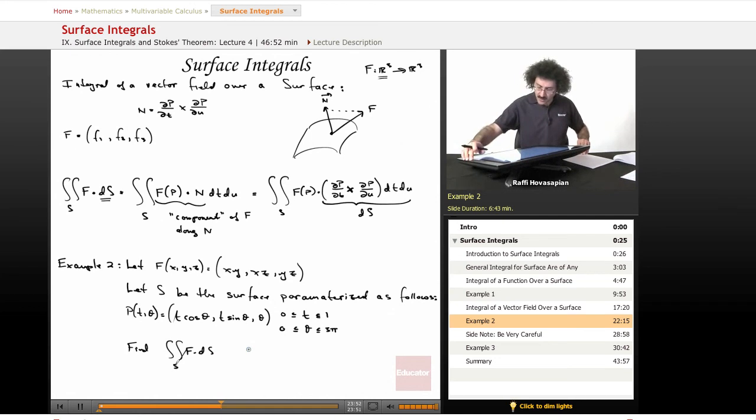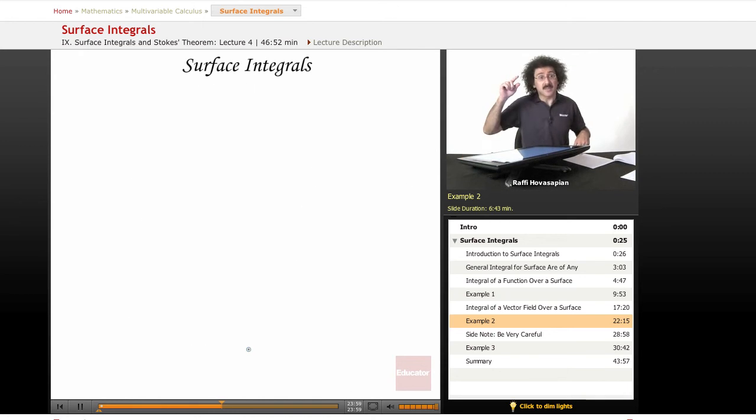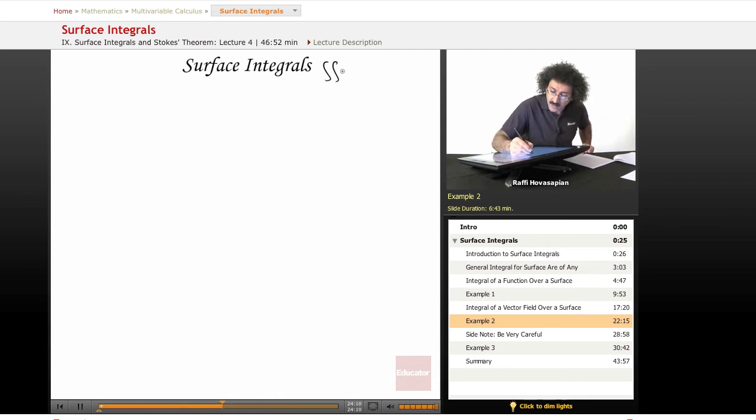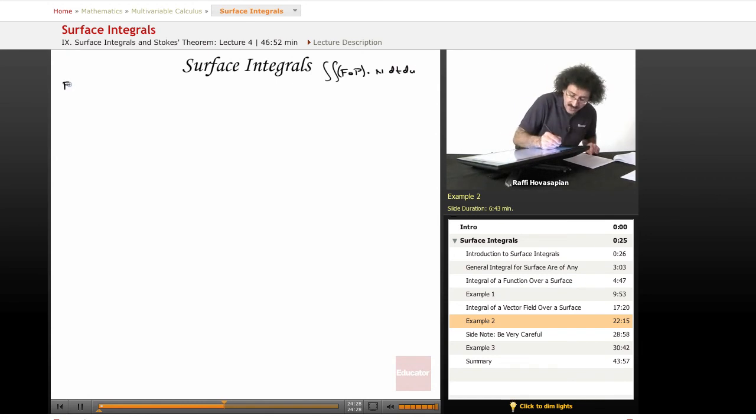So let's go ahead, and I actually should have started this on another page. It's not a problem. I'll just rewrite everything that I need to rewrite. Let me go ahead and write the formula itself, always a good idea. So the integral of f of p dotted with n dt d theta. Well, let's go ahead and form f of p. Actually, I'm going to write f and p over again.